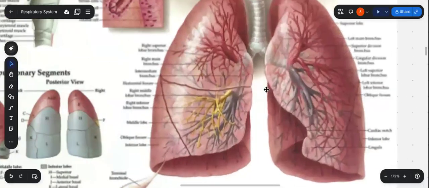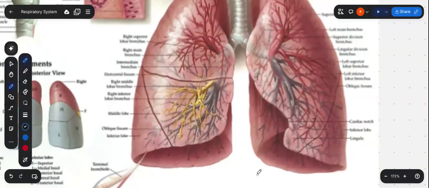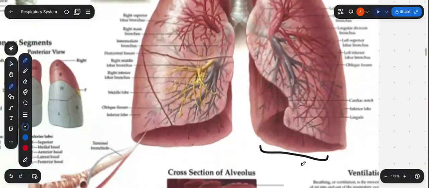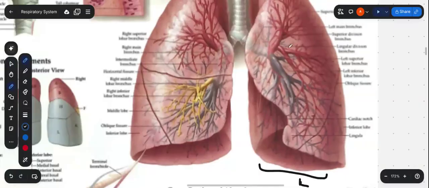So first, we're going to zoom in and take a look at the left versus right lung. So this over here is going to be your left lung, and that is an L signifying left. The first portion is going to be your different lobes. So over here, this is your superior lobe, and then down over here is your inferior lobe.